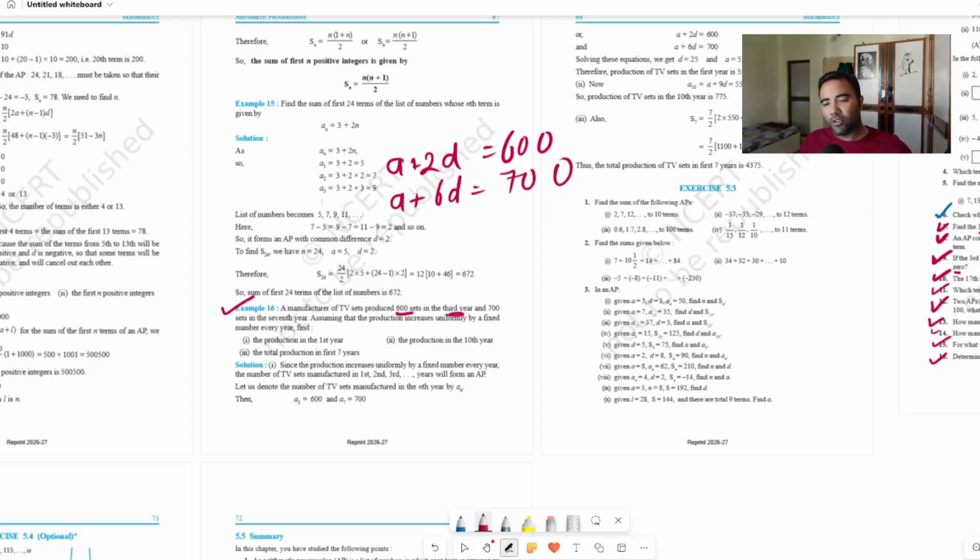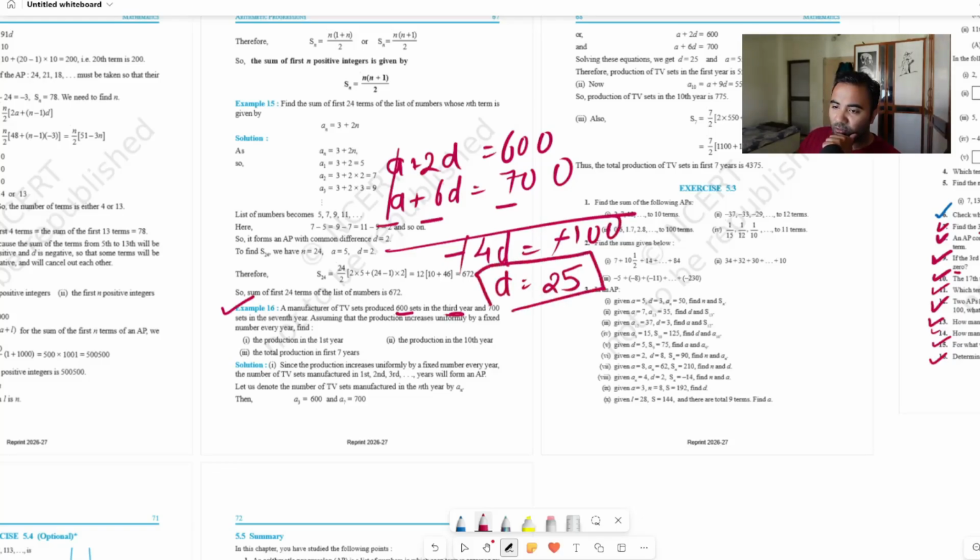Again, now this becomes a linear equation in two variables. So what we can do is positive, negative, positive, negative, positive, negative, by the method of elimination. So this is minus 4d is equal to minus 100. Minus minus cancel, d is equal to 25. So now we know d. Okay, so now we know d is 25.